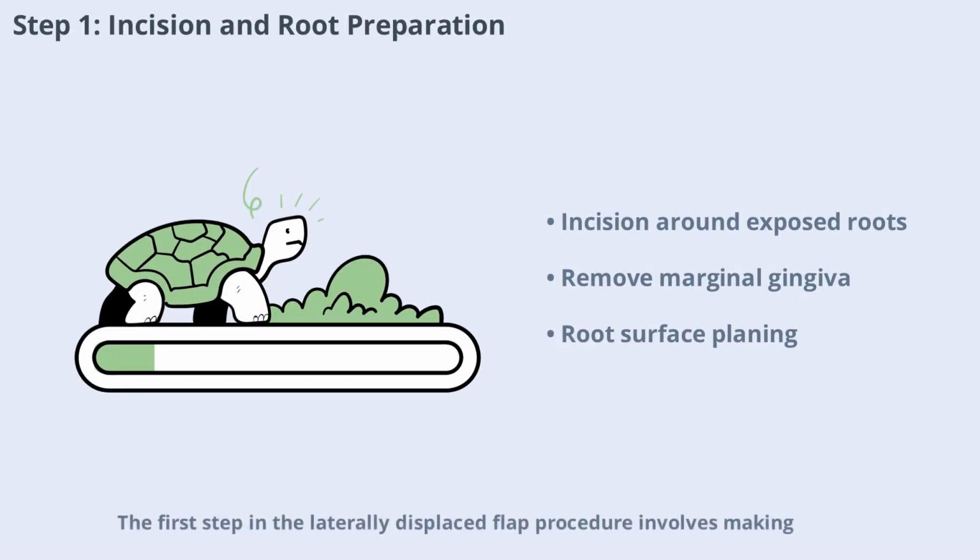The first step in the laterally displaced flap procedure involves making an incision to resect the gingival margin around the exposed roots. This band of marginal gingiva is carefully removed using a scaler or curette. The exposed root surface is then thoroughly planed to ensure a smooth, clean area for flap adaptation. If granulation tissue is present along the incised edge, it should be meticulously removed with curettes. This preparation is crucial for achieving optimal healing and integration of the flap.